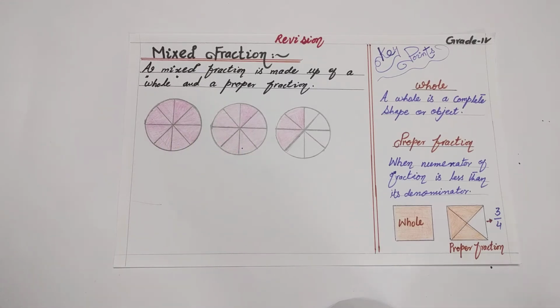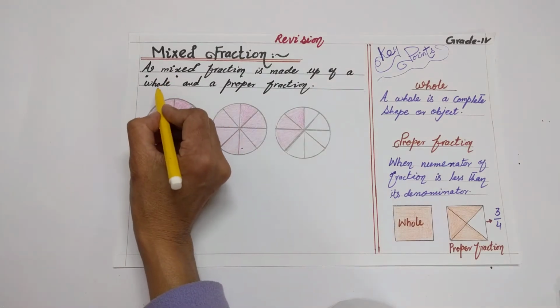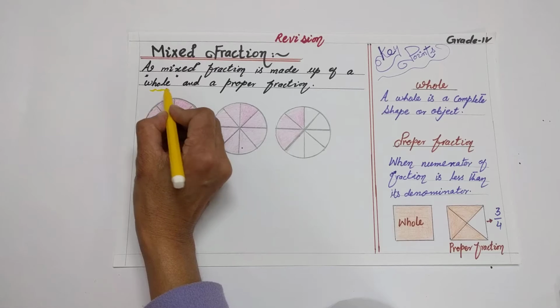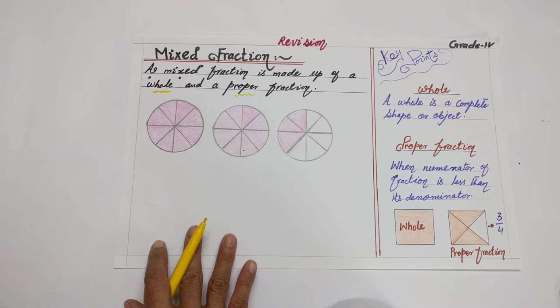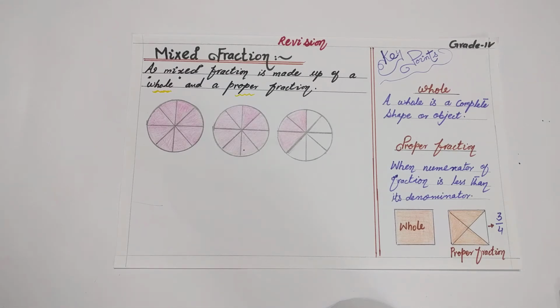Now here are two different words. First one is the whole and second one is the proper fraction. What is a whole and what is a proper fraction? What is a whole? A whole is a complete shape or object.